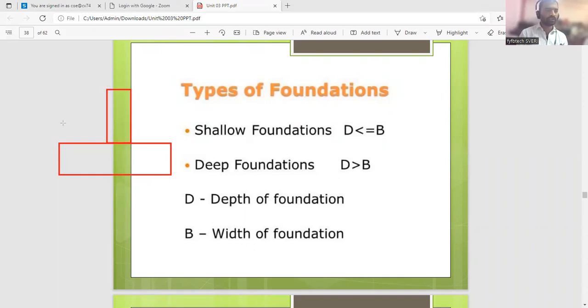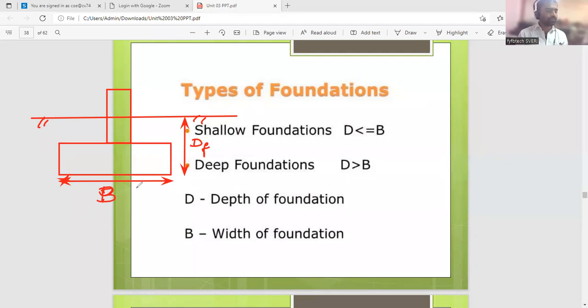Now this is the ground level. What I am writing here is the width of the foundation and this is the depth of the foundation. The depth of the foundation is written as Df, and the breadth of the foundation is written as B. By looking at the figure, is the depth greater or smaller than the width? Depth is smaller than the width of the footing.